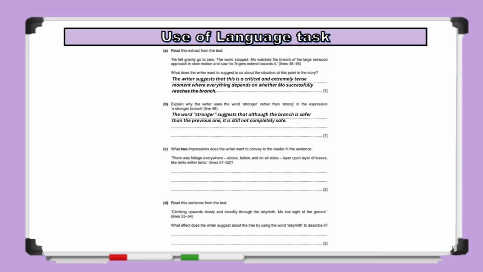Since the question is worth 2 marks, write 2 separate ideas. Keep your answers concise and write them within the space provided. The answer is, the writer creates the impression that Mo is completely surrounded by leaves and greenery.